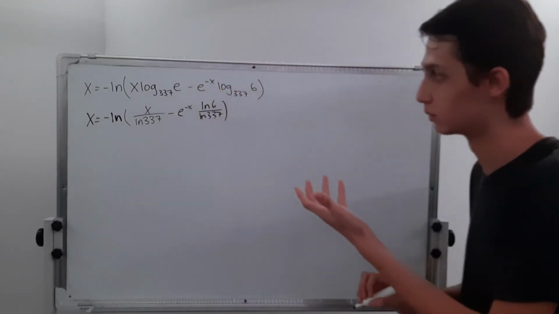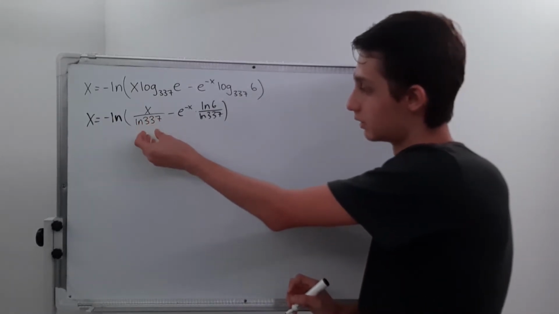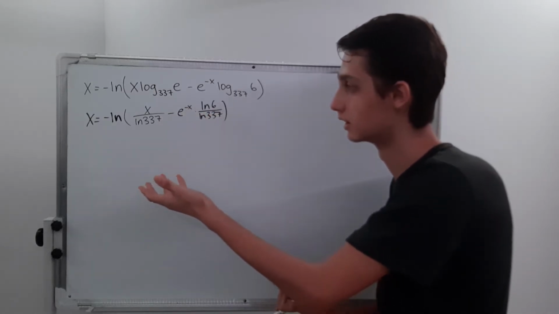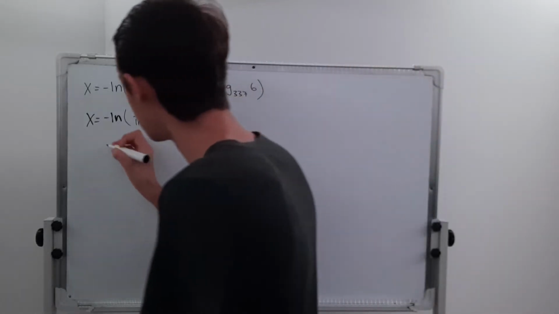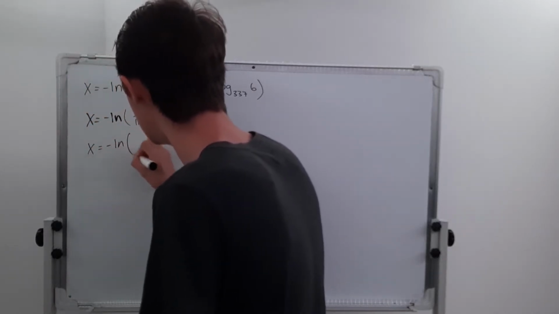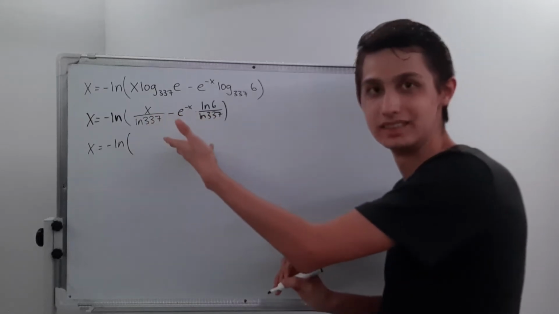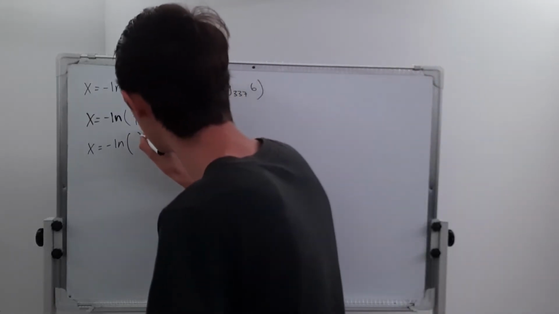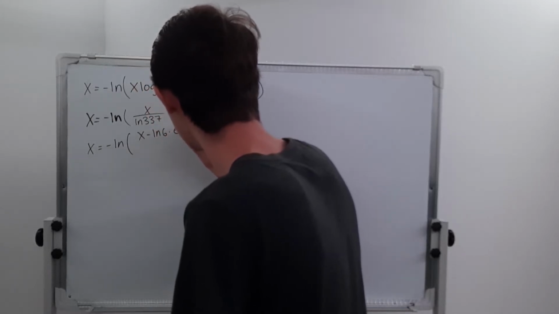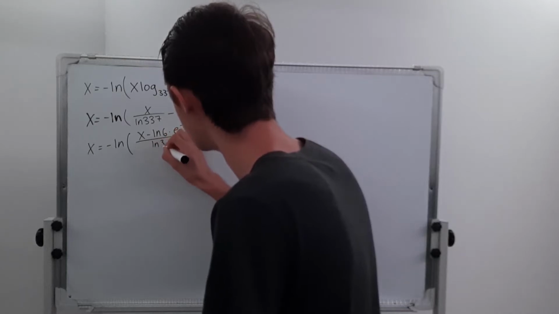Okay, so what do we have here? Well, we have these ln 337s, so we could just combine them under one fraction, right? So if x equals negative ln of, we have x minus ln 6 e to the negative x on the top. So x minus ln of 6 times e to the negative x over ln of 337.